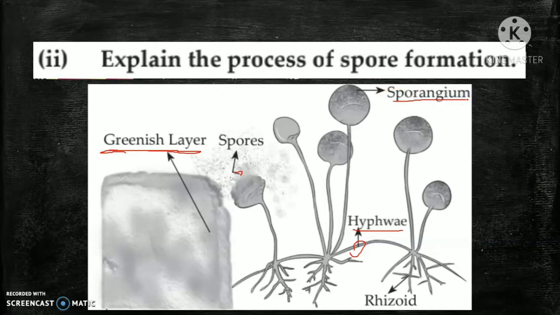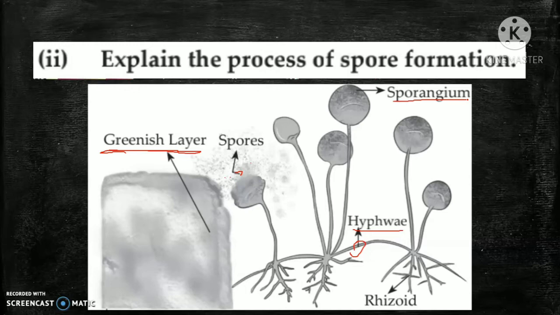Second point: mucor has a filamentous body and sporangia releasing spores. Third point, once the spores are formed, sporangia burst and spores are released. Next point, these spores germinate in moist and favorable conditions, and a new fungal colony is formed.